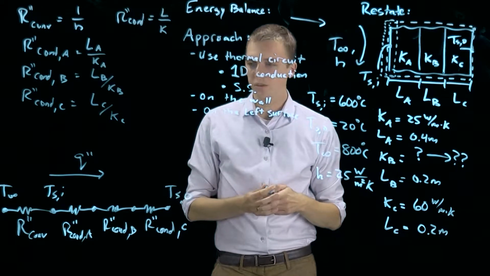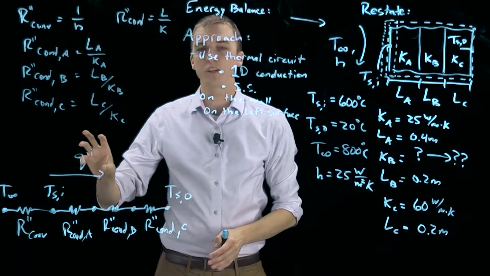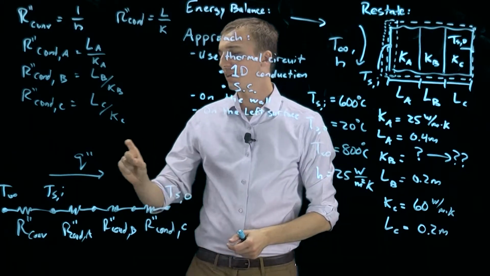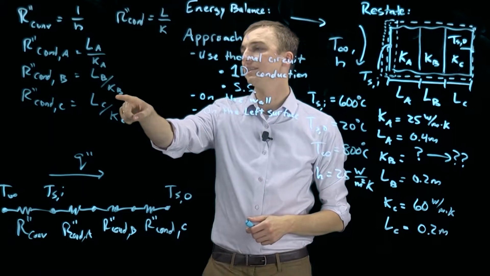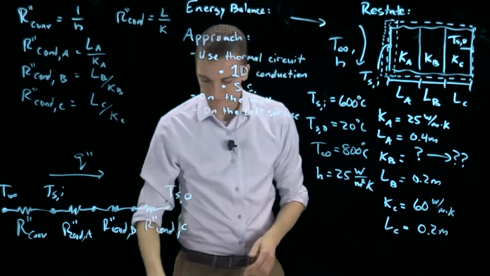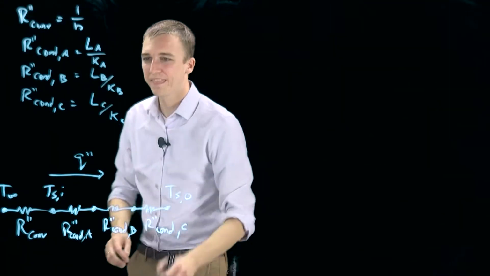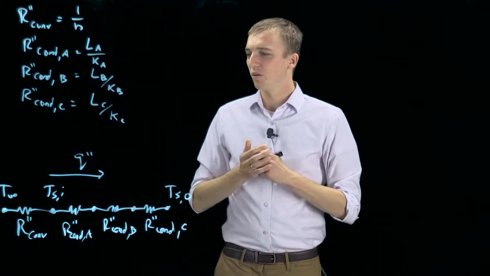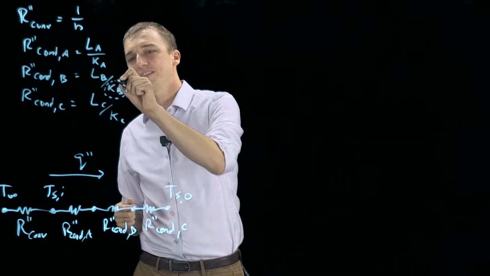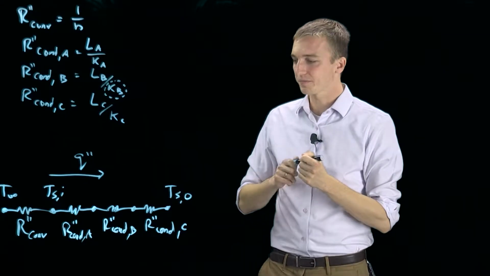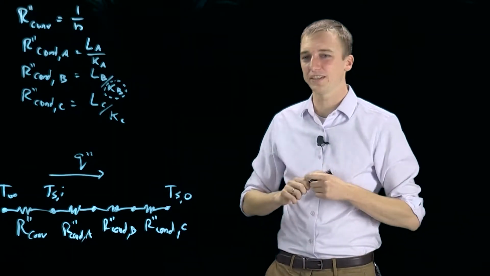Now what we're going to do is choose portions of this circuit in order to find Q double prime, and then use that Q double prime in order to solve for what KB is here in our conduction B. Okay, so we are trying to find, again, what this value is, a thermal conductivity, KB. In order to do that, we're going to look at the thermal circuit in 2 ways.